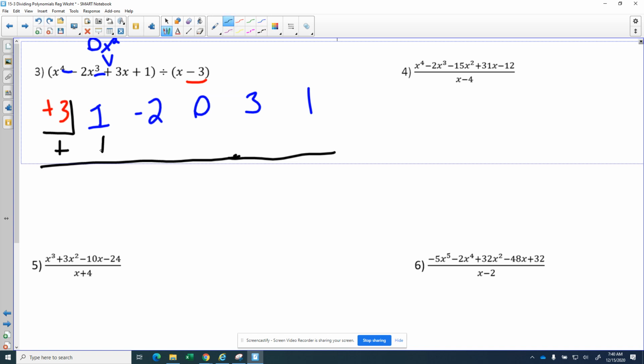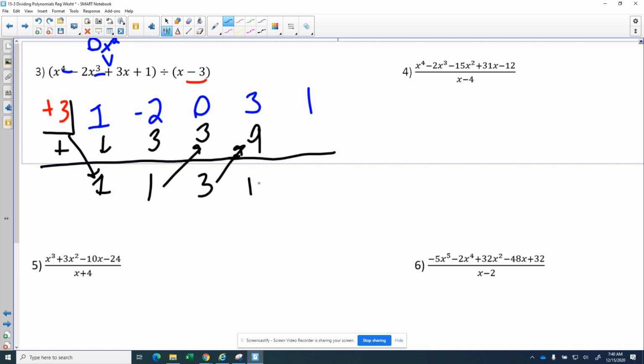At this point, we're going to go ahead and follow the math. Positive 3 times 1 would be positive 3. Add those together, we get positive 1. We continue this process. 3 times 1 would be 3. 3 times 0, or excuse me, 3 plus 0 would give me 3 again. 3 times 3 is 9. Add those together. That gives us 12. 3 times 12 is 36. Add those together. We get 37.